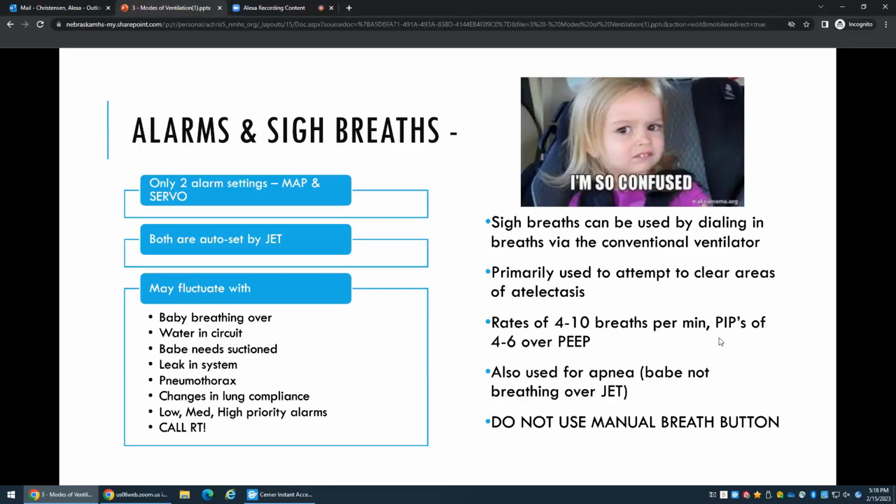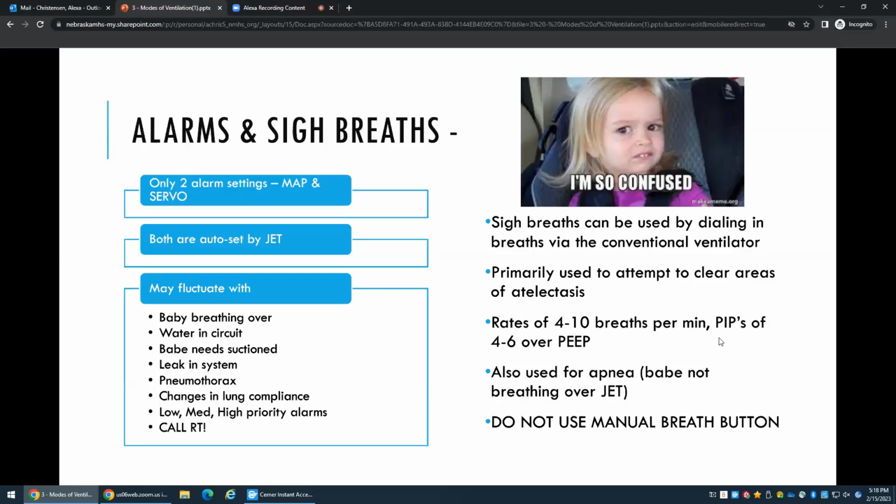You might also use a sigh breath for a baby who's apneic. And I know that sounds kind of confusing because you're like, what do you mean the baby's apneic? They're on the ventilator. Babies will breathe over the jet, just like they'll breathe over the oscillator. Same rule applies. Sometimes it's okay, sometimes it's not. But every once in a while, you'll have a baby on the jet that's not breathing over at all, and that's okay. But when they're not breathing over, they are dropping their heart rate and their SATs. So that baby is apneic in the sense that they're not taking their own spontaneous breaths.